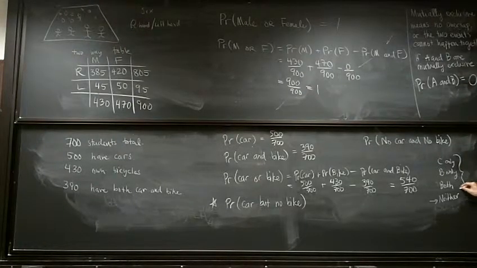Do we know what car only, bike only, and both add up to? 540 out of 700, right? All three of those are wrapped up into 540 out of 700. So that means no car and no bike is my leftover 160 out of 700.